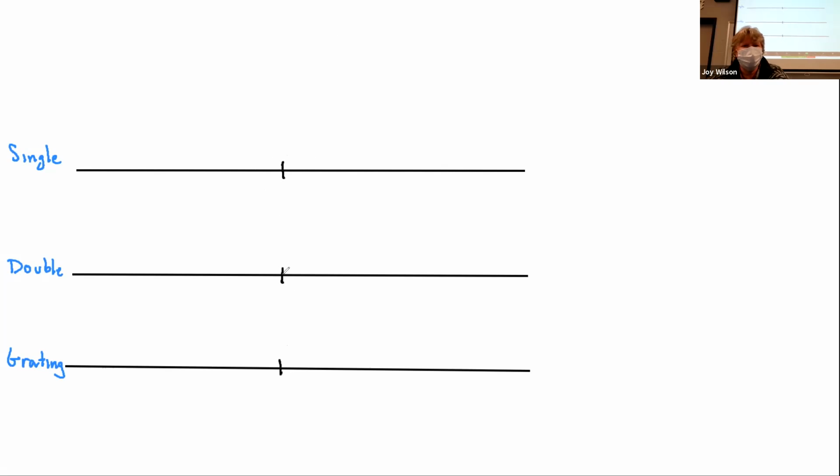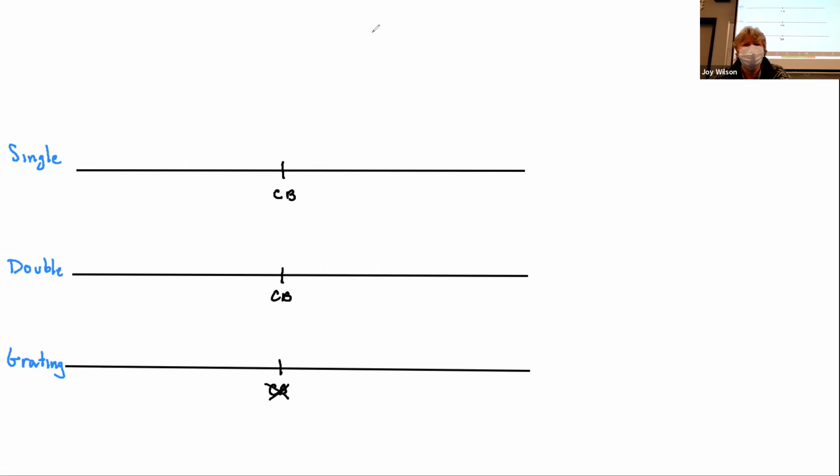So here's going to be our central bright, central bright, central bright. Oh, we don't have one. That's the first difference. Single and double slit both have a central bright maximum. Gratings do not. Okay? I'll explain why that happens in a minute.